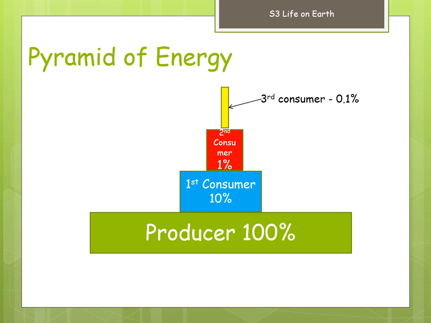And what you might be able to see here is that the further you get away from the producer, the less energy you are getting. So even if you think about a food chain within our system, what you eat, the further down the line you are in terms of a consumer, the less energy you're going to get from this process.